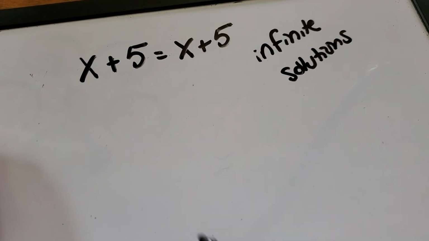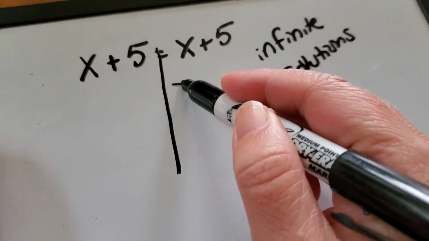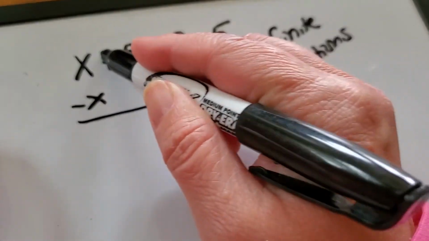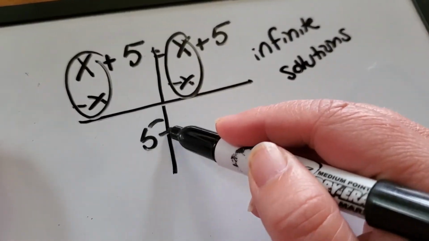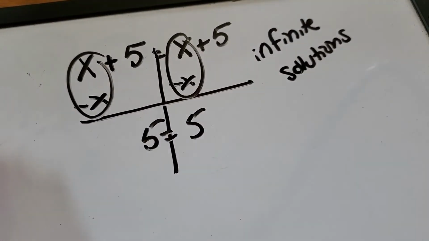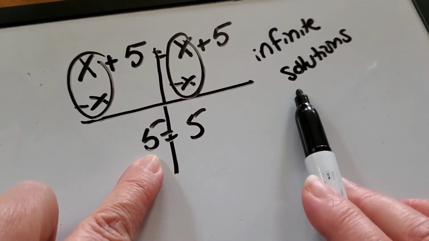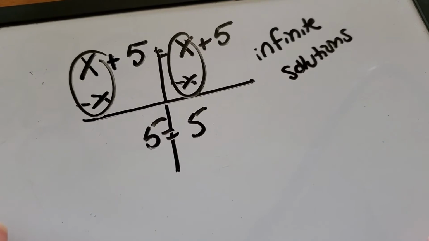Now, if you didn't see that right off the bat and you tried to solve it by subtracting x from both sides, you get 5 equals 5, which makes perfect sense. 5 does equal 5. Anytime it's exactly the same on both sides, that's infinite solutions.